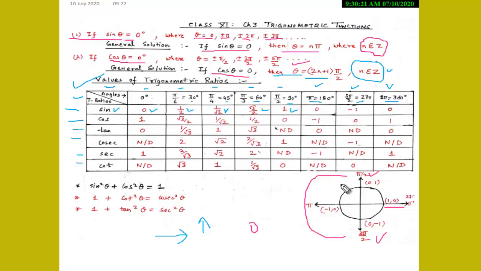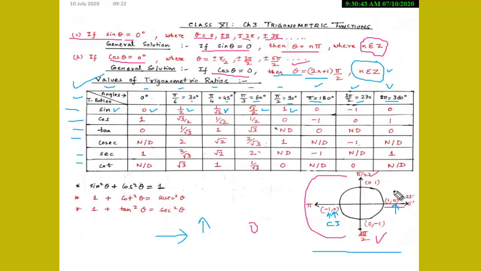And now, since I have already told you about the unit circle, here the value of sine 180 is 0. So sine pi is equal to 0. And then at 270 degree, the value of the sine function is minus 1. And at 360 degree, again, our sine function will become 0.